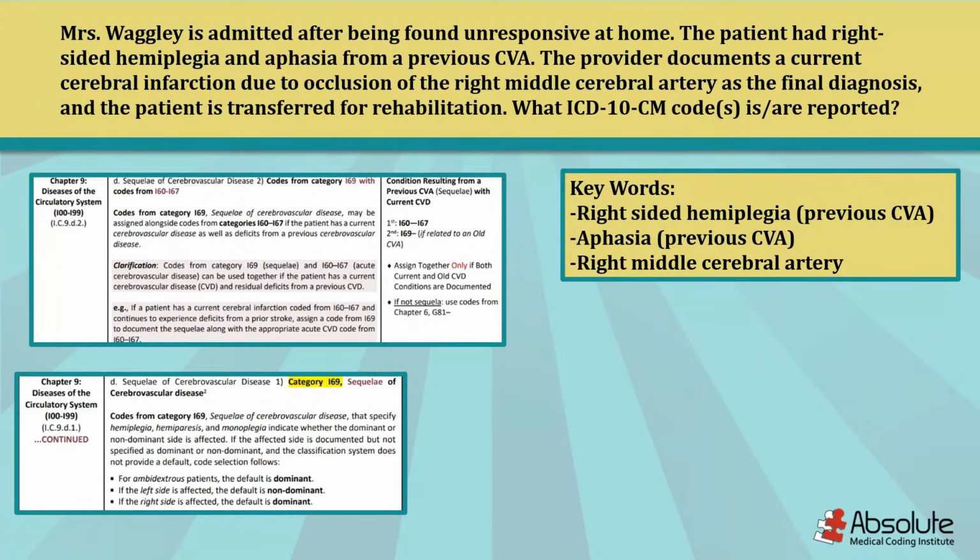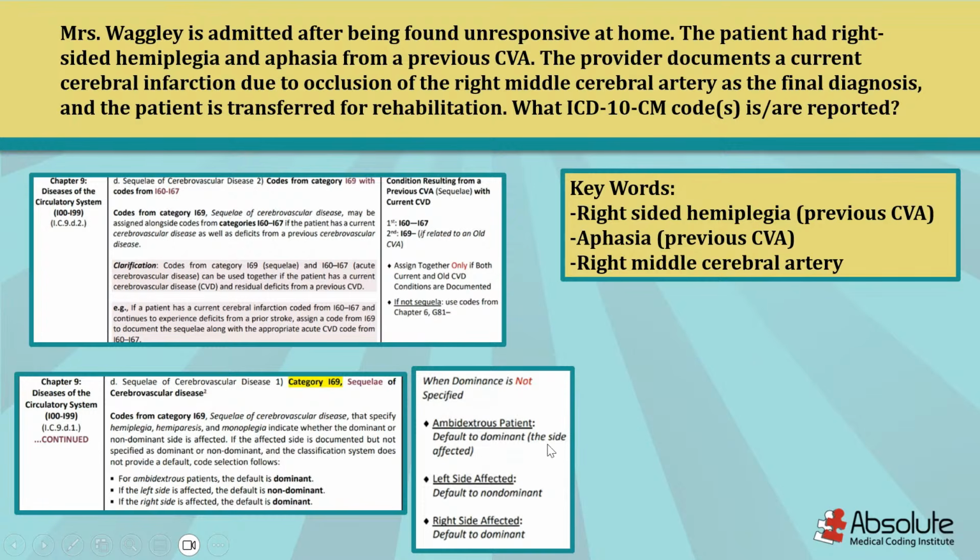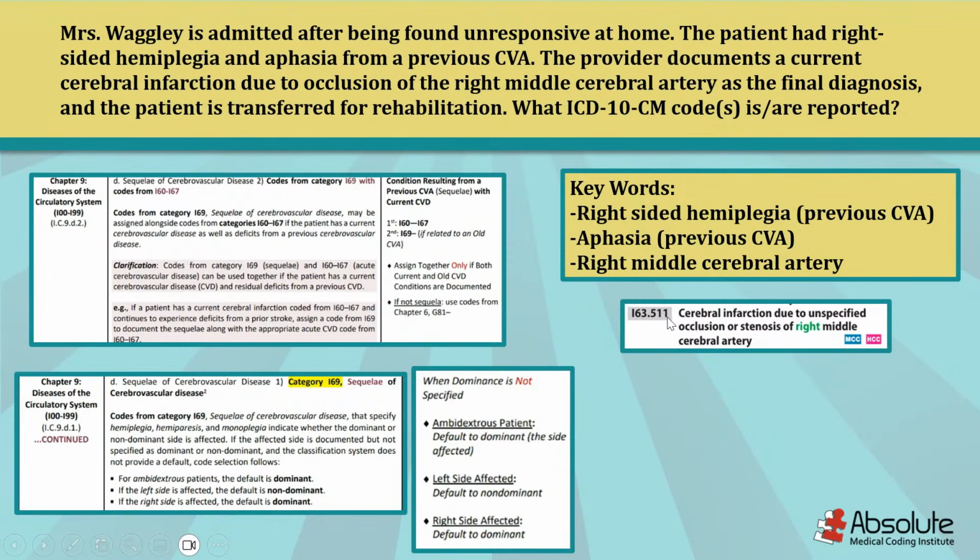So again, it's going to be a category from the code I60 through I67. And oh, I totally didn't bring this up. This is what we were talking about before with the dominance being specified or not. So that's going to code for the final diagnosis. And right here, it says to code from I69 if related to an old CVA, and we do have some things that are related to the old CVA.